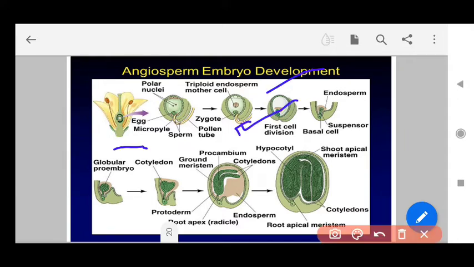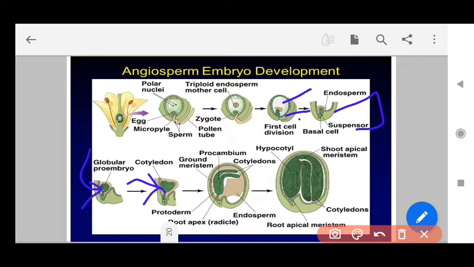Okay, apical cell and basal cells. Apical cells further divide into 2 cells, and basal cells divide into 4 cells. That forms your suspensor, and then this structure develops into your globular structure. Then it develops into your heart shape structure, and then into your torpedo structure. Okay, in case of a torpedo structure, the cambiums and procambiums.